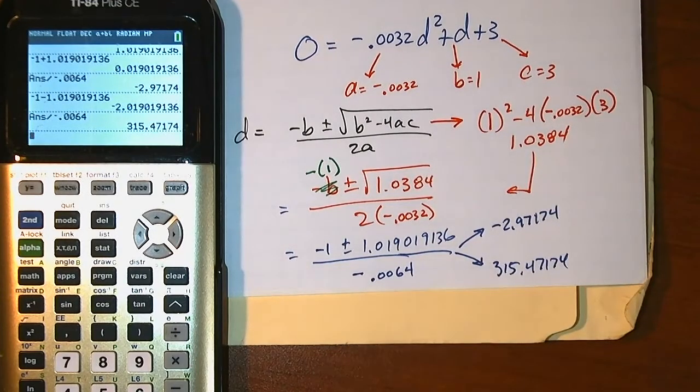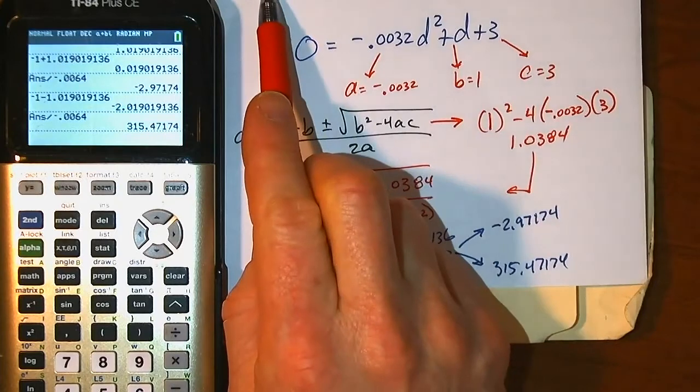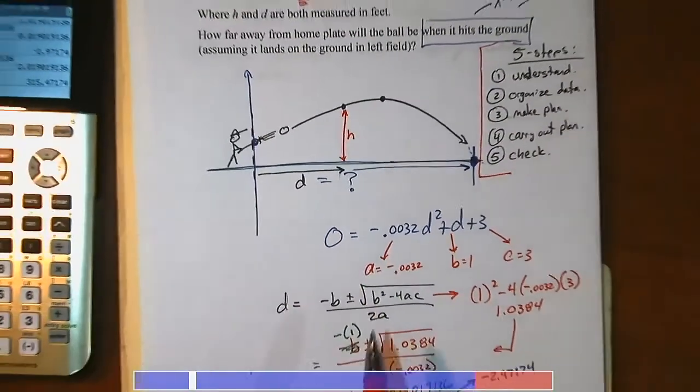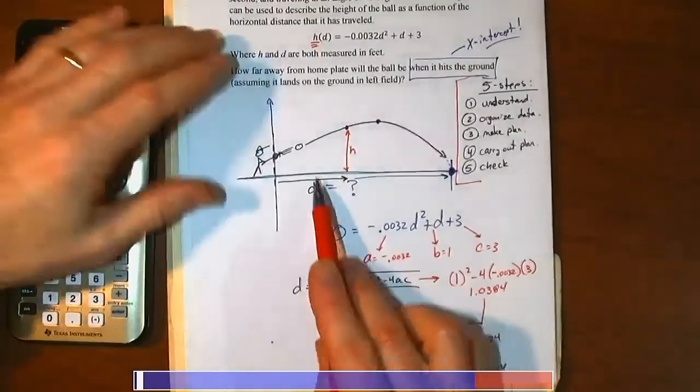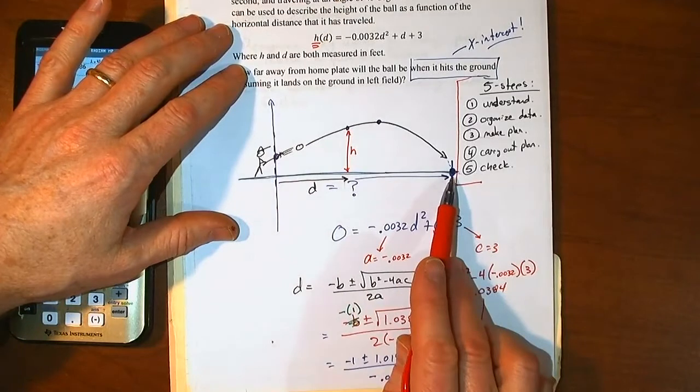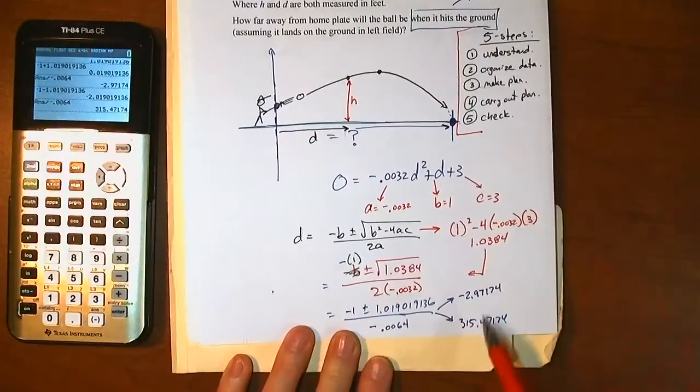Now let's think about this for a second. In the context of the problem, these numbers represent the distance the ball has traveled, from when it came off the player's bat until it landed in left field. That's what these numbers represent.